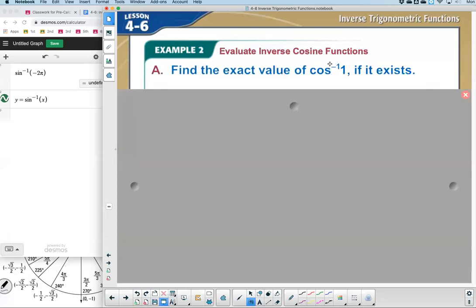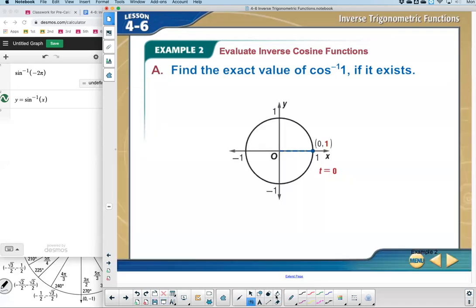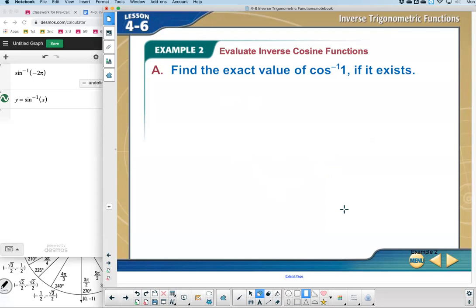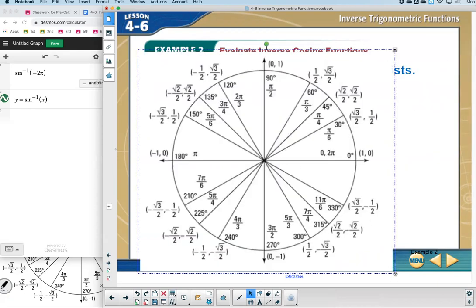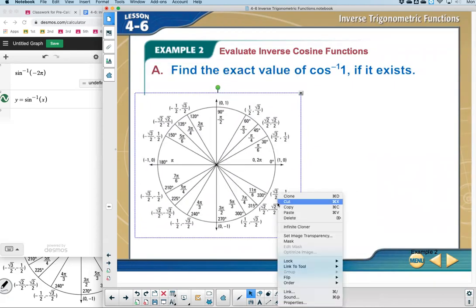Example 2. Now let's do the same thing, but we're going to take a look at cosine. So we're taking a look at cosine now. If my calculator will paste the unit circle, maybe, maybe not. Let me just grab a new one. How about that? Guess I lost it.